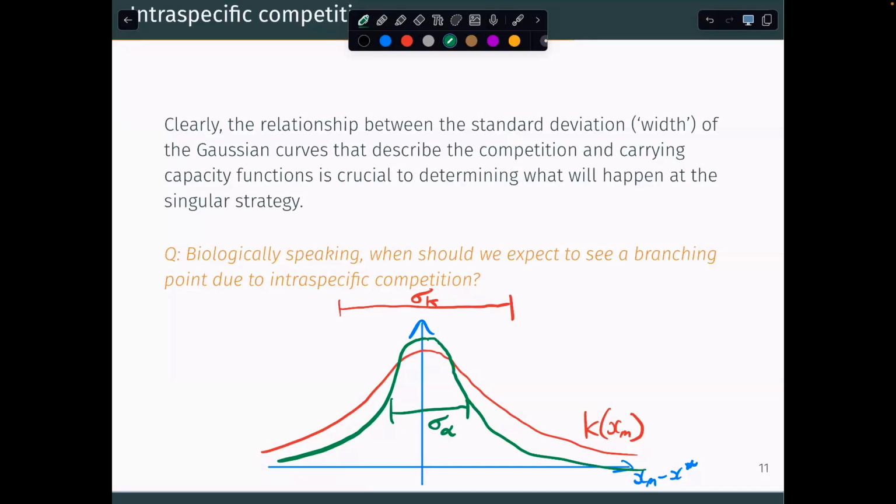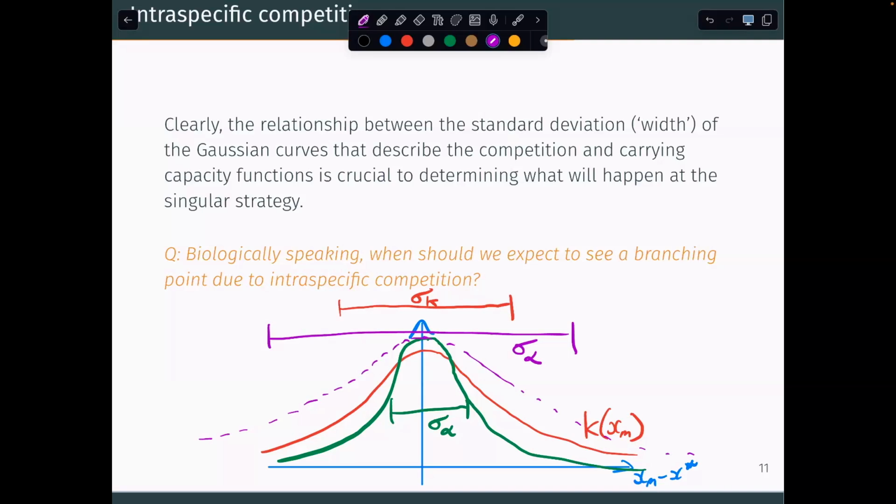Whereas if our sigma alpha is greater than sigma k, suppose it looked something like this purple dashed line here, that would be a case where our sigma alpha is greater than our sigma k. So what this means then is that at our optimal carrying capacity, because that's what we evolve to originally, x star is equal to 0 in this case. The strength of competition experienced by our mutants at that singular strategy, that function must decrease faster than the carrying capacity decreases.